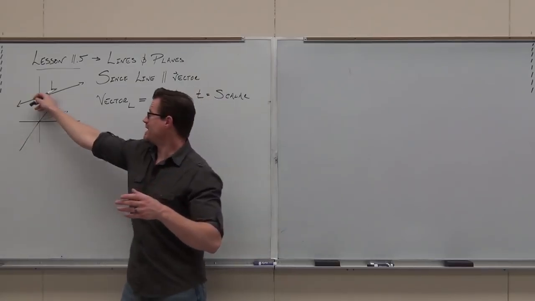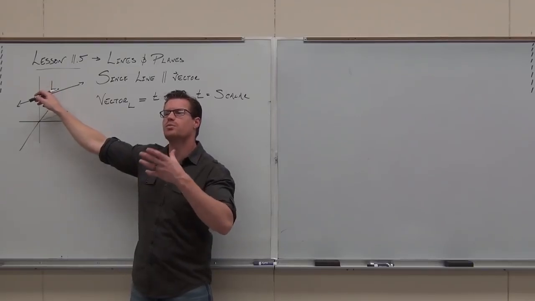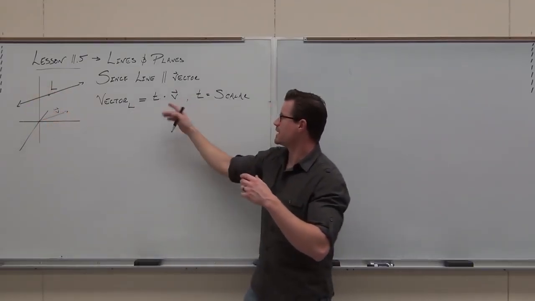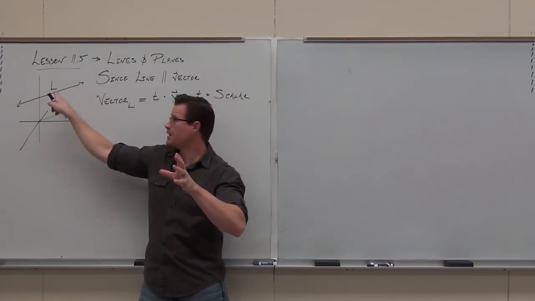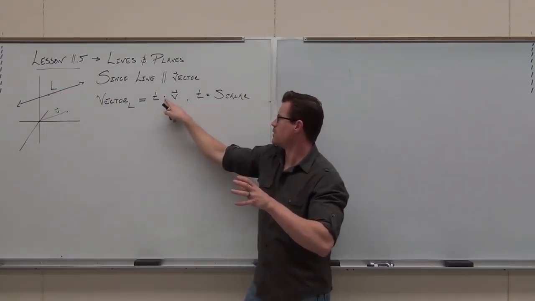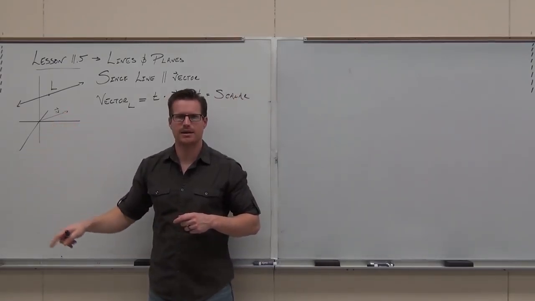What that means is any vector on here, the vector of the line, is going to be a scalar multiple of this vector. And that's all I'm saying. The vector on this line, just any vector in there, is going to be a scalar multiple of this direction vector. That's the idea. Head nod if you're okay with that one.